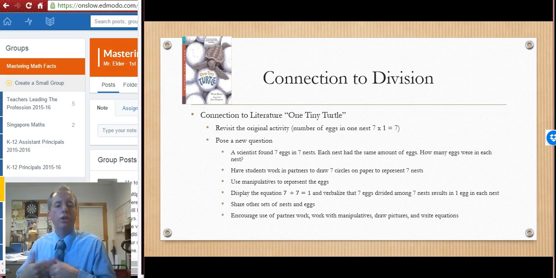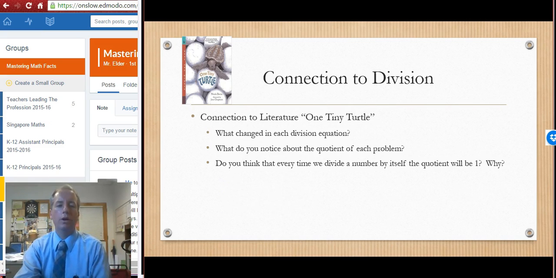We want kids to share those out. We want kids to work in partners, to work with manipulatives, to draw pictures and equations in the same way that we built the multiplication concept. We want to pair that with building the division concept. We're looking at what changes in each division equation. Where does that 1 fall?